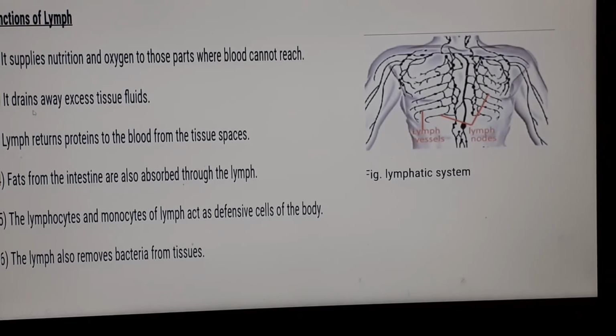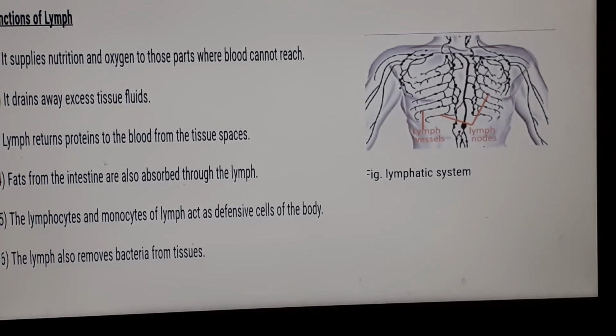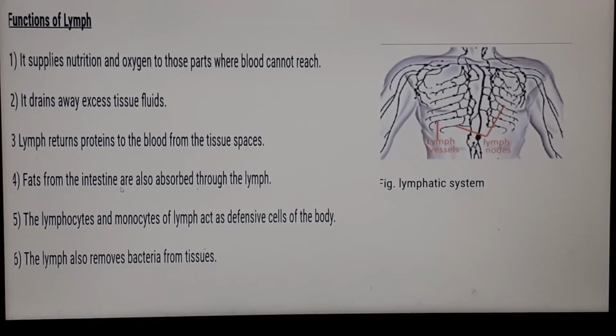It supplies nutrition and oxygen to other parts where blood cannot reach. If the blood cannot reach that place, which one is helpful to that? That means lymph will help. Then it drains away excess fluid. Then lymph returns proteins to the blood from the tissue spaces. Then, I already told you, it absorbs the fat from the intestine.